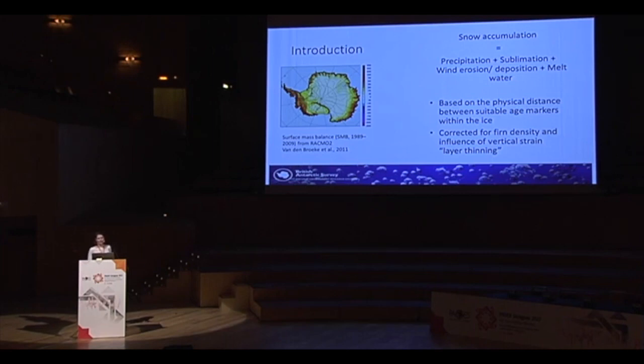The main driver of snow accumulation is obviously going to be precipitation, but we also need to take into account some of the other processes that are involved, such as sublimation and melt. For most of Antarctica, this is actually fairly minor, but for some regions, particularly the coastal zones, this can actually be important. Obviously, the records need to be corrected for density, and then the influence of thinning with depth.